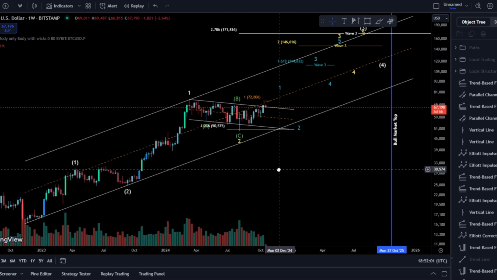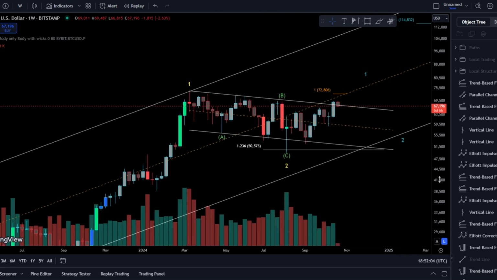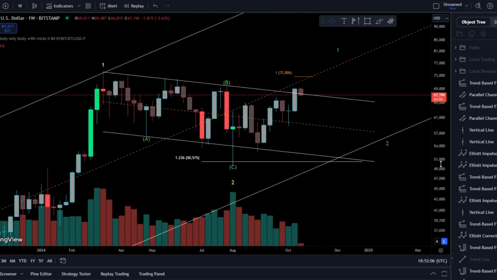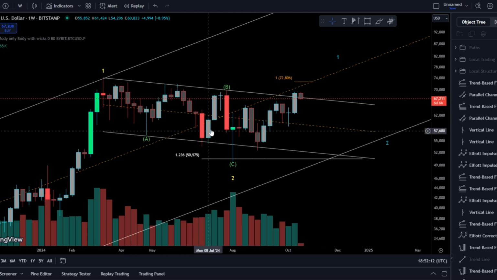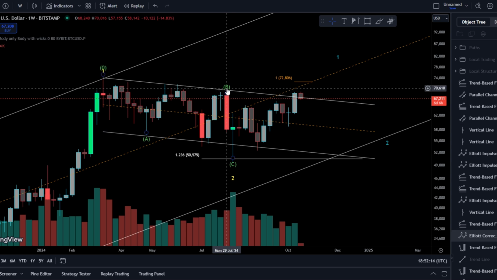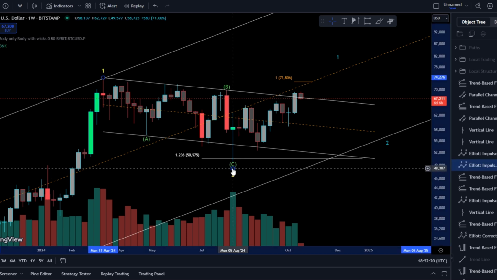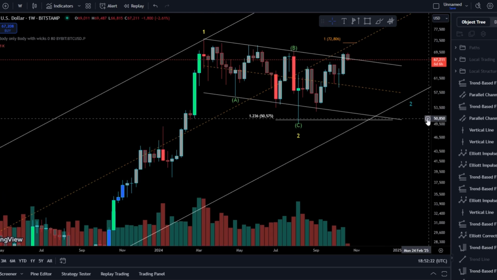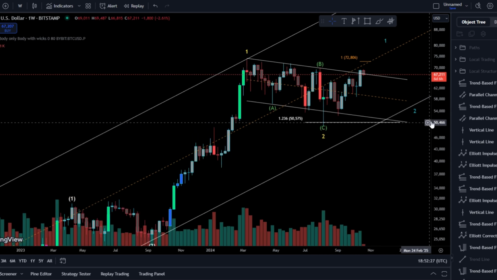Moving on from that, let's go down more locally, where we completed a 5-wave structure into our A flat pattern into our B, and a quick 5-wave impulse into our C, ending the low at the 49K-ish region.